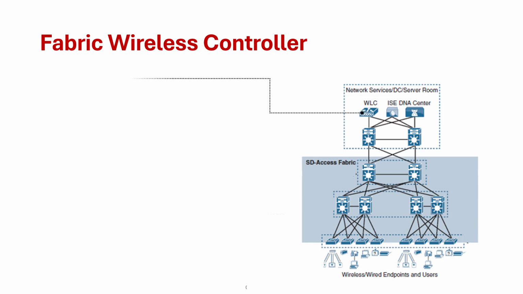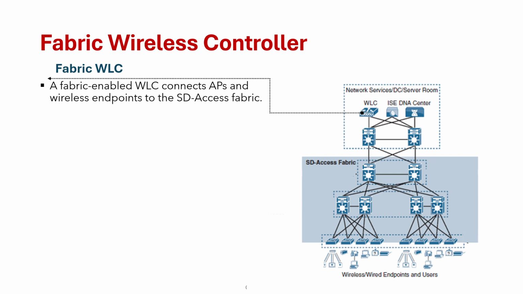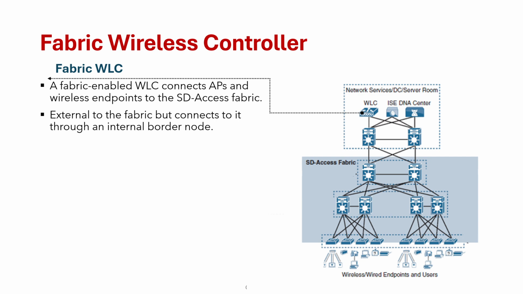And then we have the fabric wireless controller. A fabric-enabled wireless controller connects access points and wireless endpoints to the SD access fabric. It is external to the fabric, as I said in the earlier slide, but connects to an internal border node.